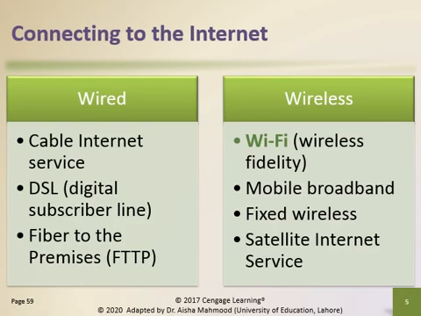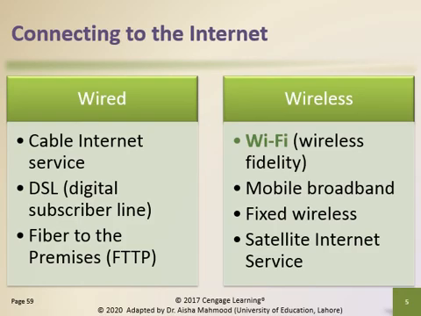Number one is the cable internet service. It provides high-speed internet access through the cable television network via a cable modem. The second one is DSL, that is digital subscriber line, that provides high-speed internet connections through the telephone network via a DSL modem. Third one is the fiber to the premises, that is called FTTP, that uses fiber optic cable to provide high-speed internet access via a modem.